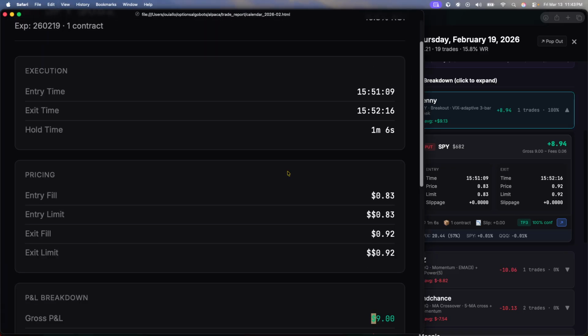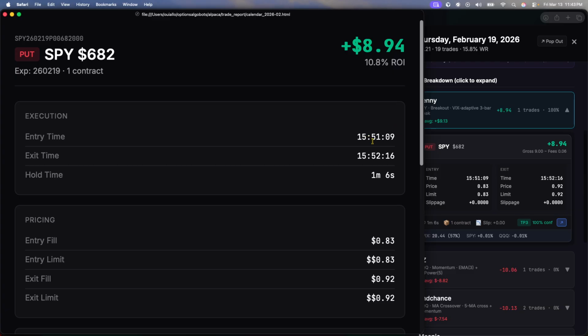Oh, so we each have the exit reason. So the bot got in at 10:50. I think that's the time I pulled it. So the bot bet that it was bearish on the market. I thought SPY was going to go down to the 682 level, so I was able to buy a 682 put.